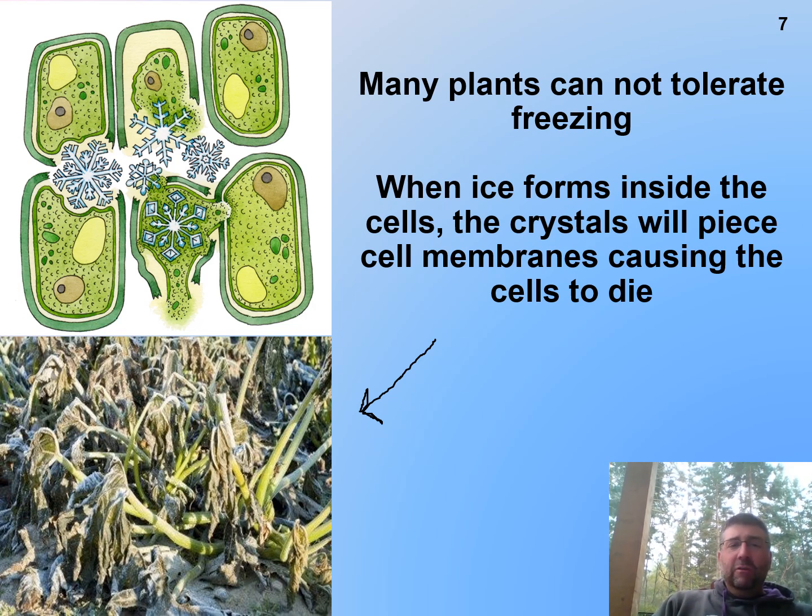As these ice crystals form, they pierce through the cell membranes of those plant cells, rupture the membrane, and spill out all the contents of the cells. So many, many plants are unable to deal with any kind of freezing conditions.